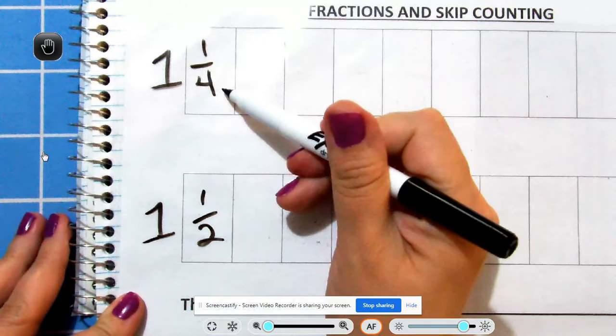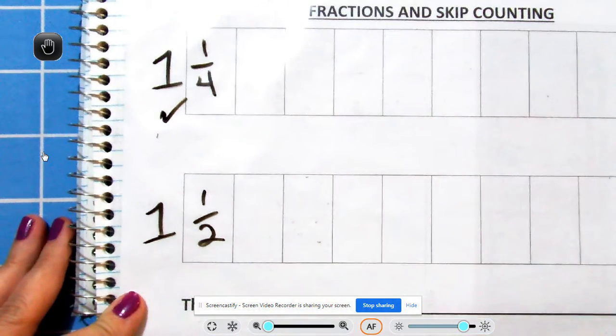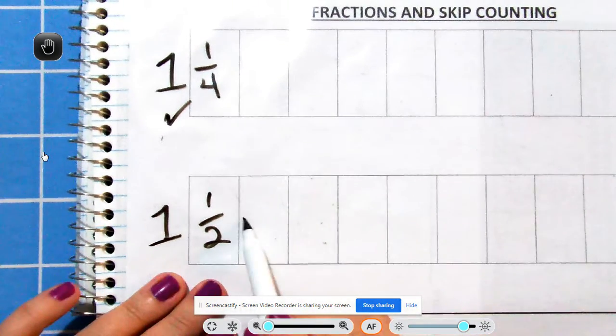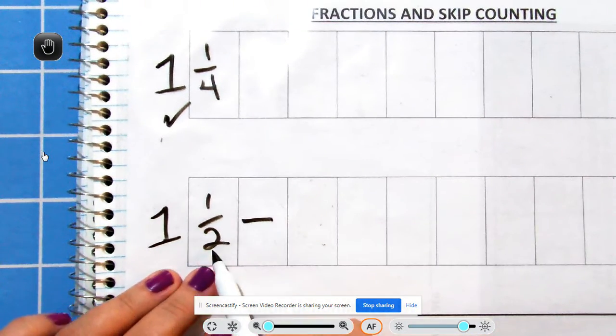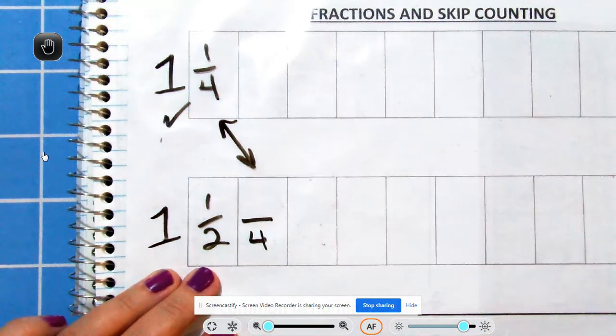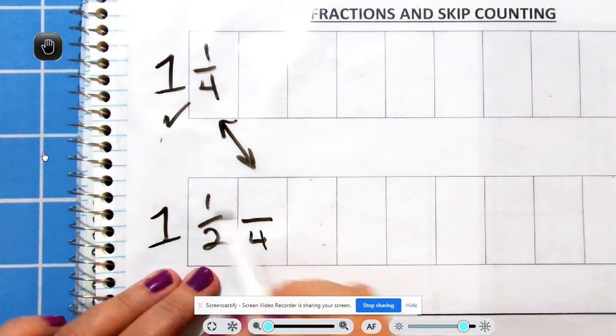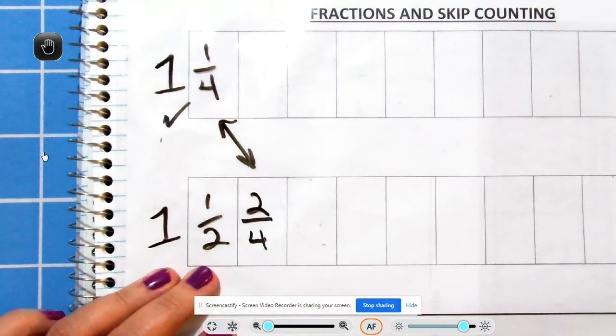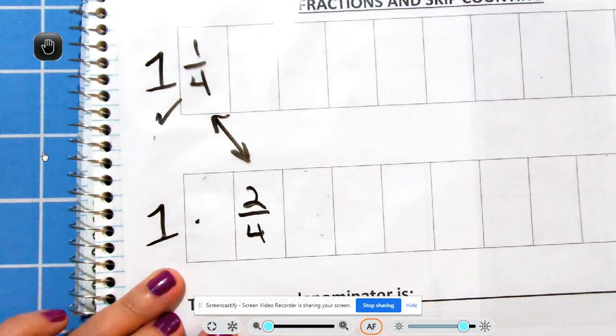Well, 2 is a factor for 4, so this mixed number is going to stay the same. We're going to count by 2s. 2, 4, there it is. There's your least common denominator. 1, 2. 2/4 is equal to half. You guys know that. So we're going to use 1 and 2/4.